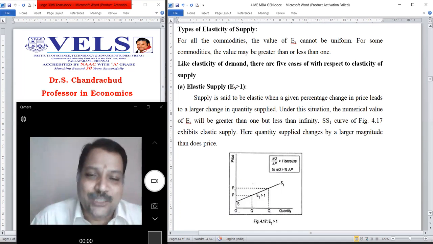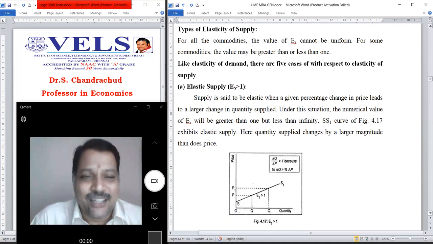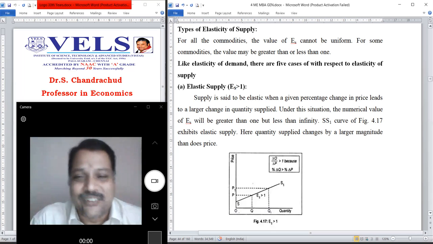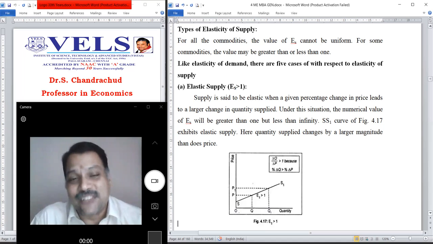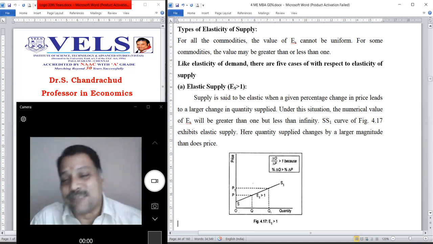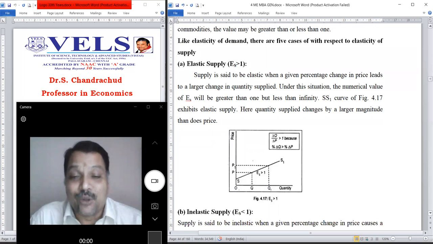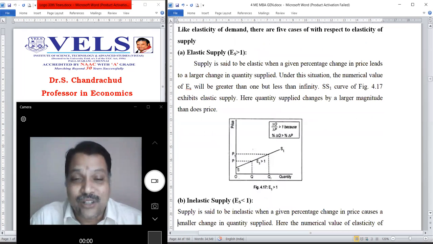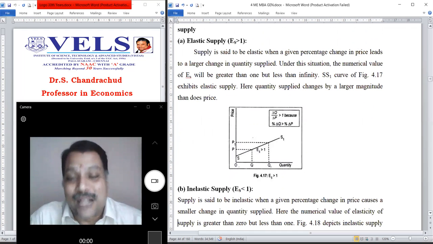Under such a situation, the numerical value of ES will be greater than 1 but less than infinity. SS1 in this particular diagram, figure 4.17, exhibits the elasticity of supply. Here the quantity supplied changes by a larger magnitude than the price does. So you can see the diagram. It is sloping upwards from left to right, SS1. The elasticity of supply is greater than 1. That is why it is more elastic.